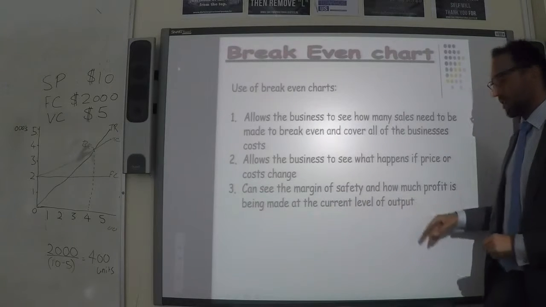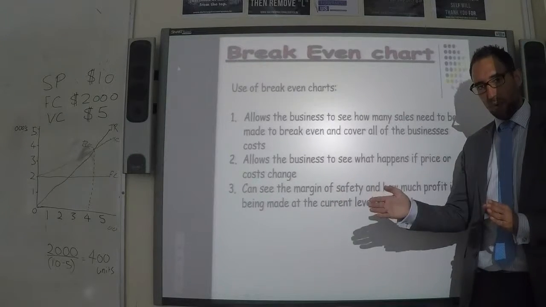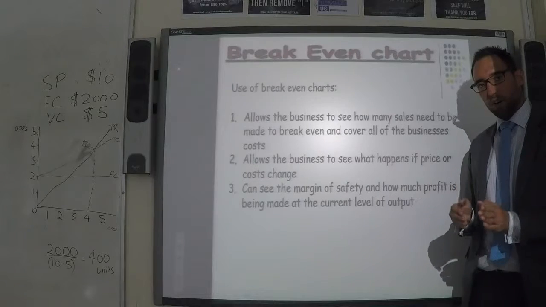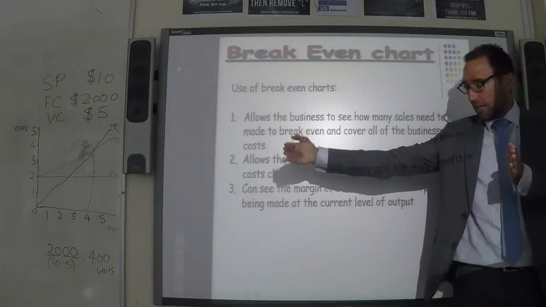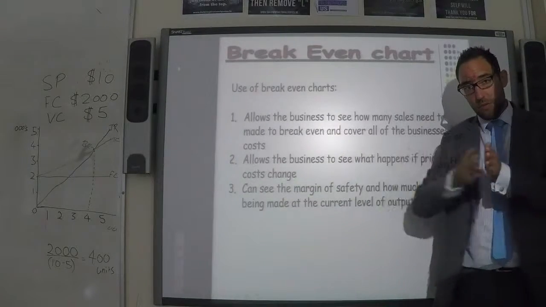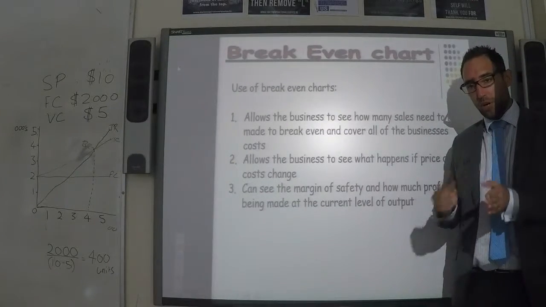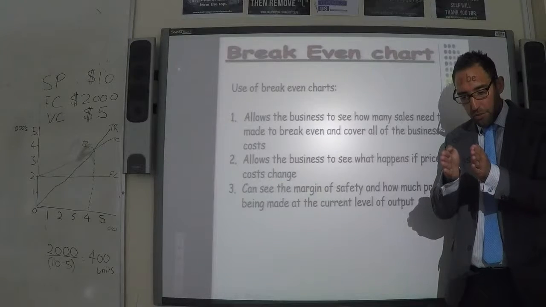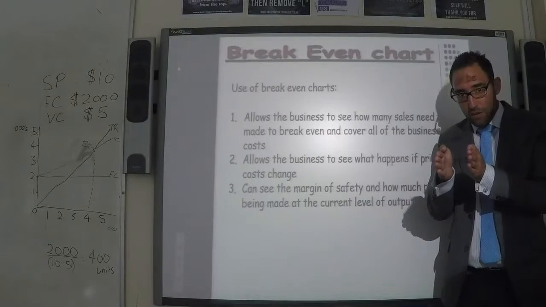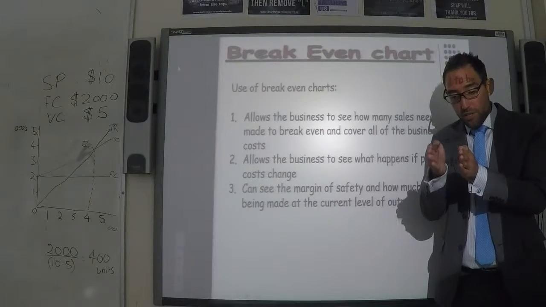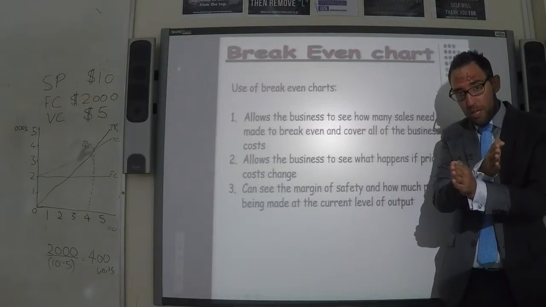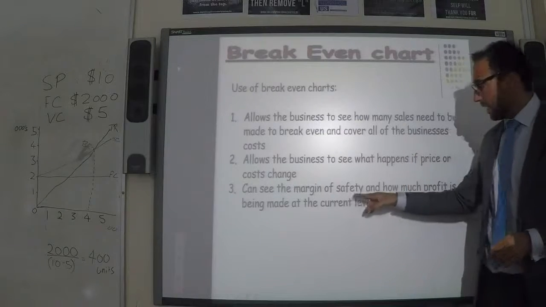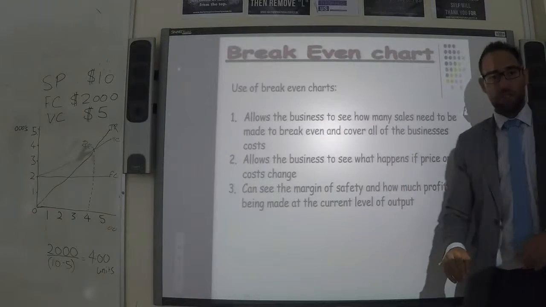And it also allows you to see your margin of safety. How safe are we? Okay, how far above our break-even point are we? If our break-even point is here and we're selling this many products, then we're quite safe. We're far away from our break-even point. But if our break-even point's here and the amount that you're selling is here, you're very close to your break-even point. So if sales fall by a little bit, you're no longer going to be in profit, you're going to be making a loss. So again, it allows the business to see the margin of safety as well.